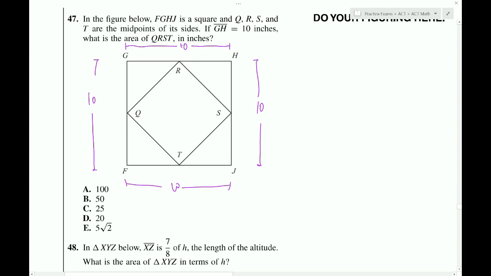Well, we at least think it's a square, right? And we know that these are midpoints, right? So we can actually say that this is 5 and this is 5. This is 5 and 5, 5 and 5, 5 and 5, right?